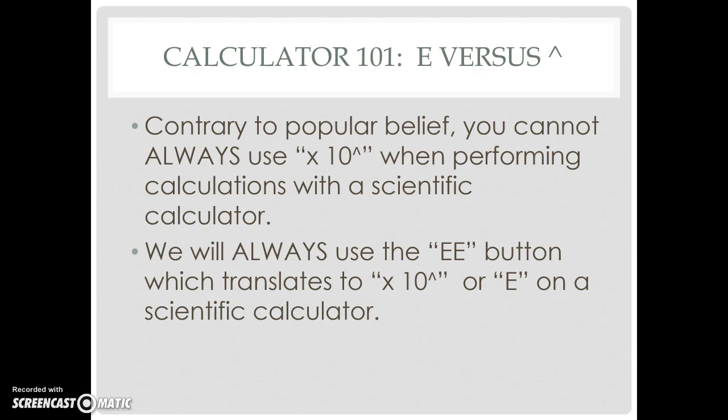So pause the movie for a minute, get your calculator out if you haven't done it already, and see if you can find your E or EE exponent button. It's very important that you know where that is, and if your calculator doesn't have it, pause this movie and go get a scientific calculator. You're going to need it for the whole year, and I don't provide them in the classroom.